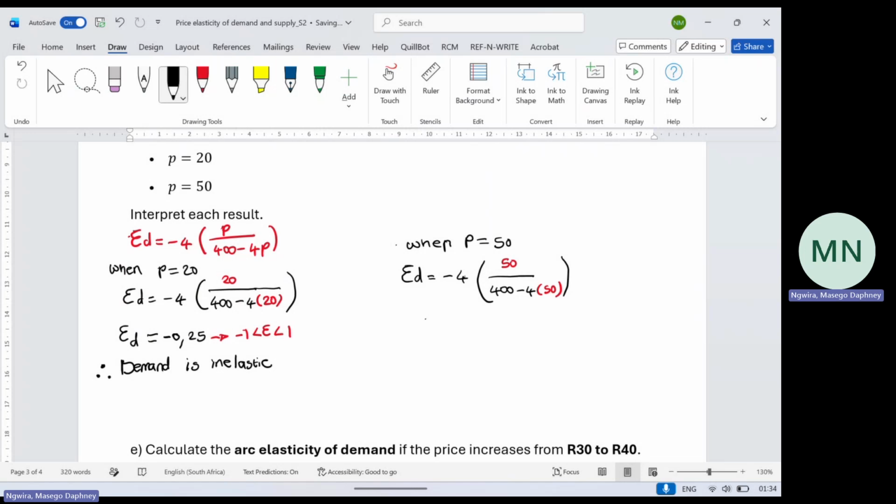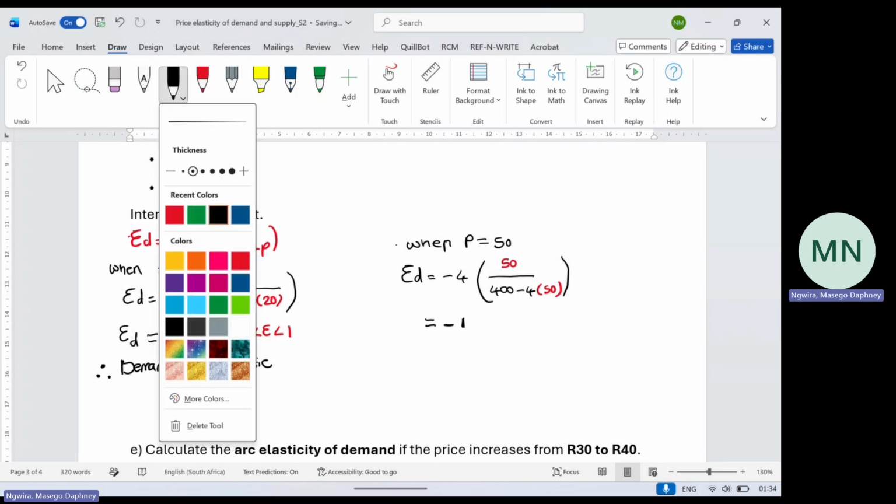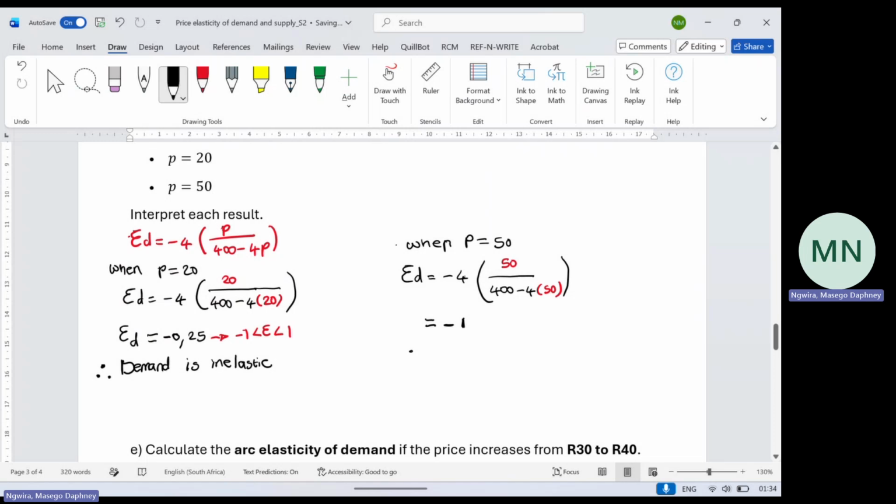And then now we use the calculator. When you use the calculator, the answer is going to be -1. So if it's -1, we all know that it means the demand is unit elastic, because ED is equal to -1. So we're going to say demand is unit elastic.